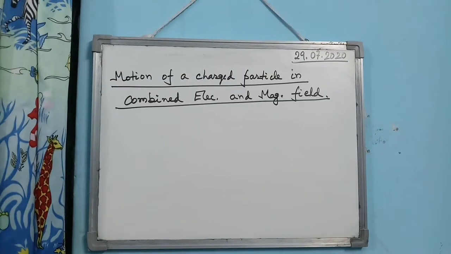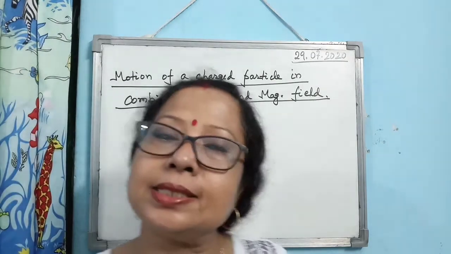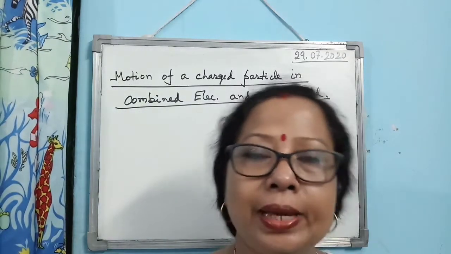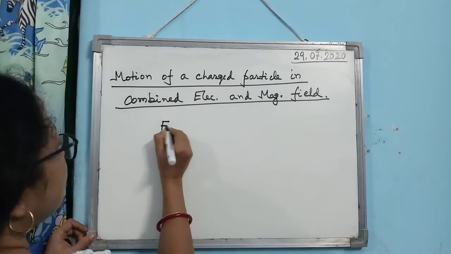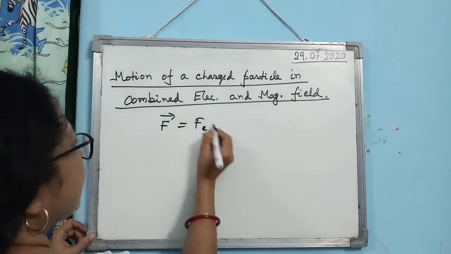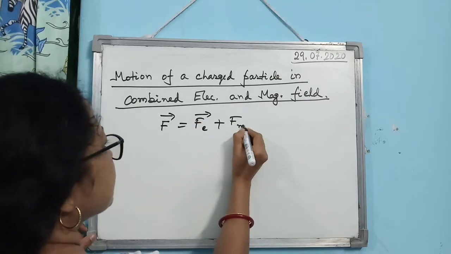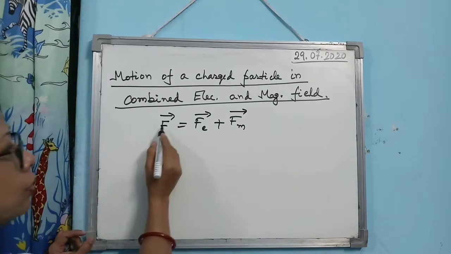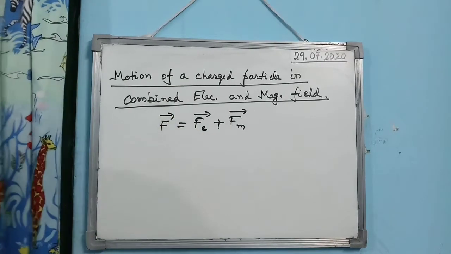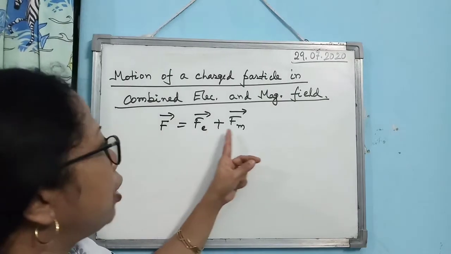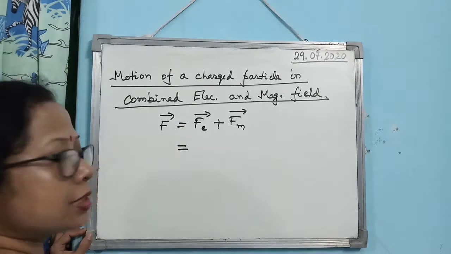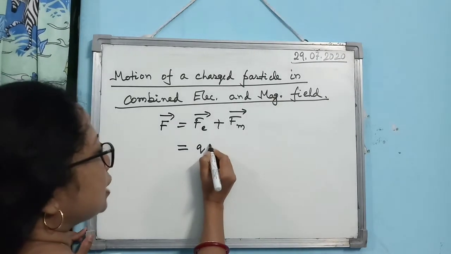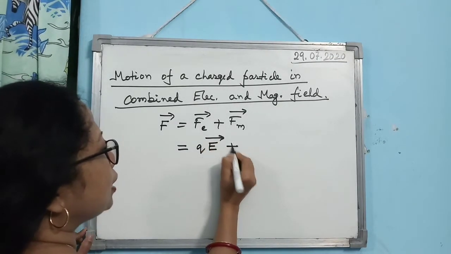Now next is the motion of a charged particle in a combined electric and magnetic field. It means there is an electric field E and a magnetic field B, and the charged particle is moving within it. In that case, you know that it will experience an electric force and a magnetic force. Alright. So you can write the net force experienced by the charged particle as the sum of the electric force and the magnetic force. Now according to our concept of electrostatics, if a charged particle moves in an electric field, how much force will it experience?